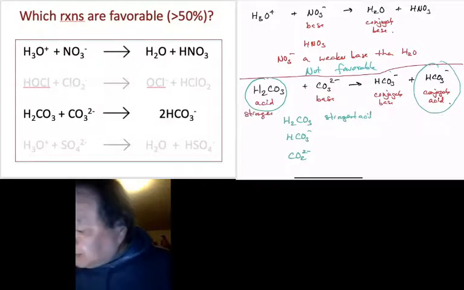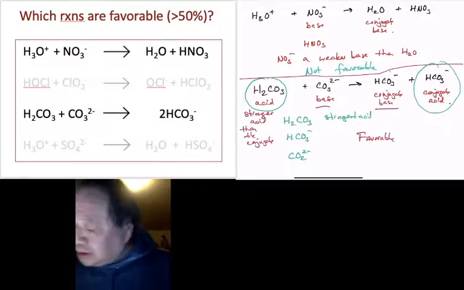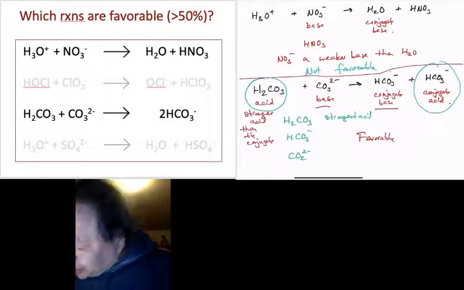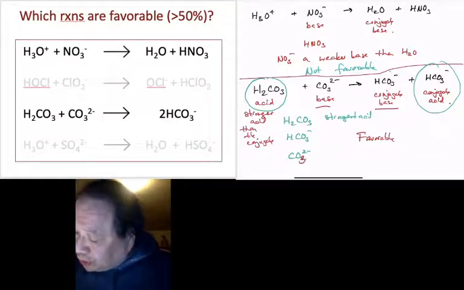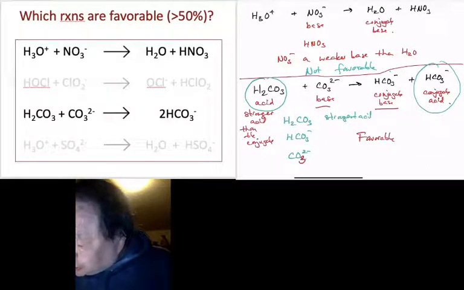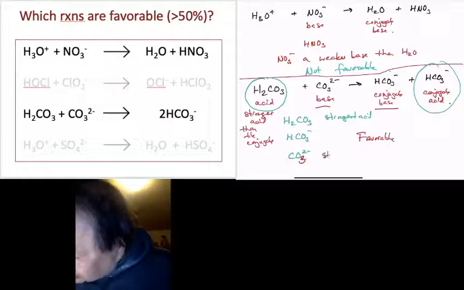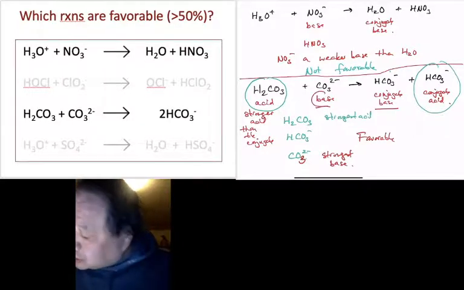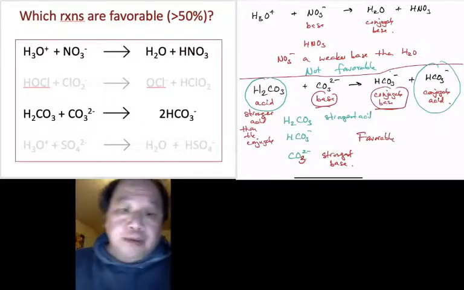And you would get the same answer if you had looked at the bases, because CO3 2 minus, I keep on making that mistake, CO3 2 minus is the strongest of the three, is the strongest in the cascade of the bases. And therefore, this base is stronger than the conjugate base.